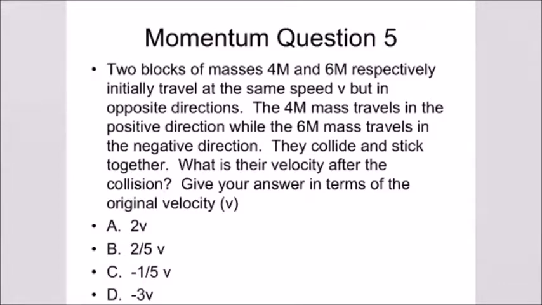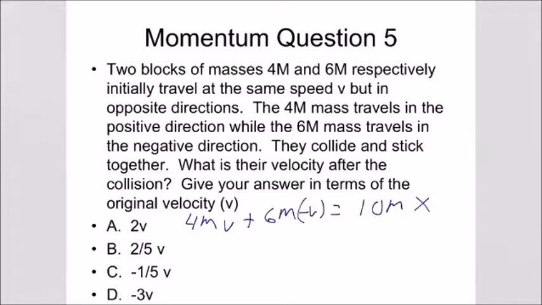So what we've got to do here is, this is another inelastic collision. So we know in that case we're going to say that mass of the first object times the speed of that object, which was positive v, plus mass of the second object, 6m, times its velocity, which was negative v, equals, remember these two things are colliding and sticking together, so the total mass is going to be 10m times their new velocity, which we'll just call x. So now we want to solve this out for x.